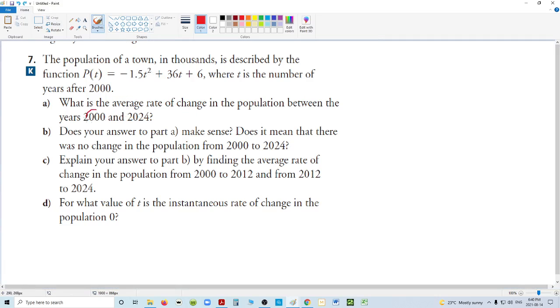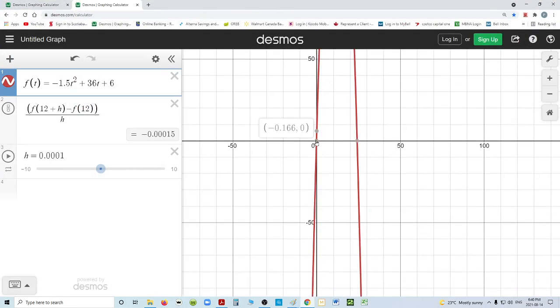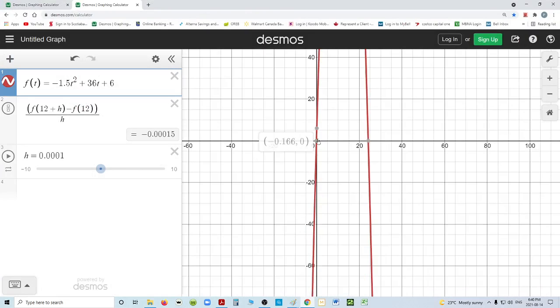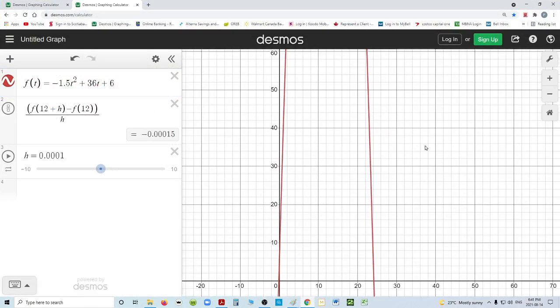What is the average rate between 2000? So I guess 2000 marks 0. So that's 0 to 24, right? You got to remember that 0 counts as 2000, where t is the number of years after 2000. So that means 0 here is right there. If I zoom in a little bit better, 0 is right there, 0, 6. So the town started with a population of 6,000. And then from 24, remember it peaked at 12.